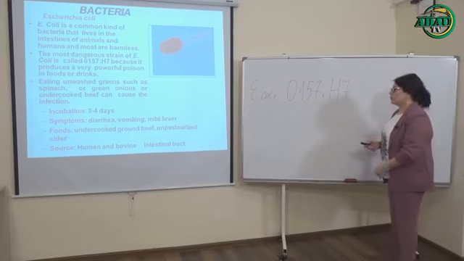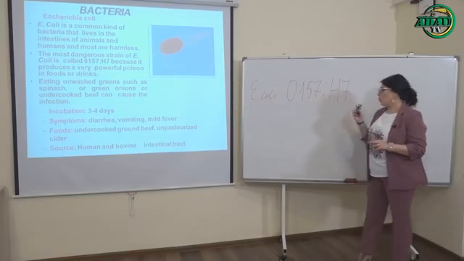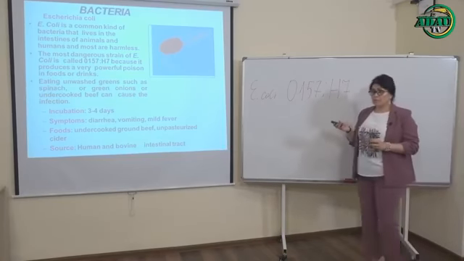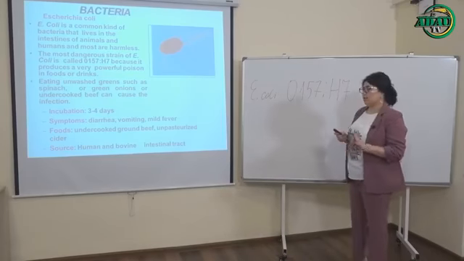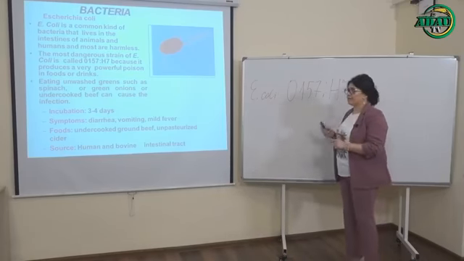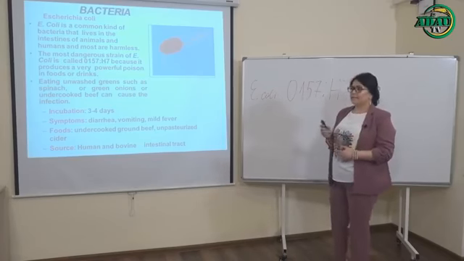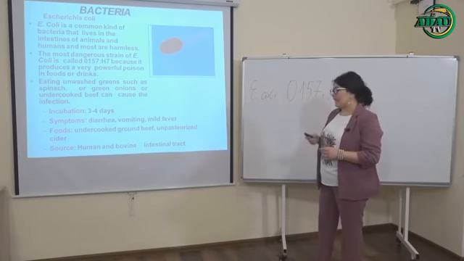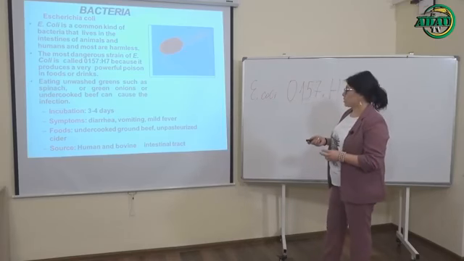In 2011, if I'm not mistaken, there was an outbreak of Escherichia coli O157H7 in Germany, which the source and the food which caused this disease was cucumbers. And the last decision was that these cucumbers came from Spain. So, let's go.